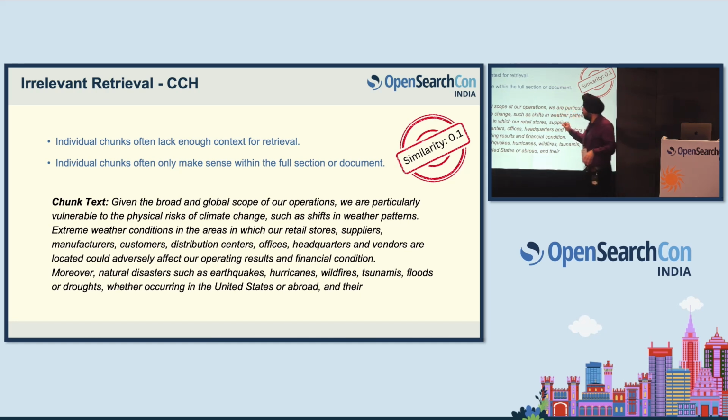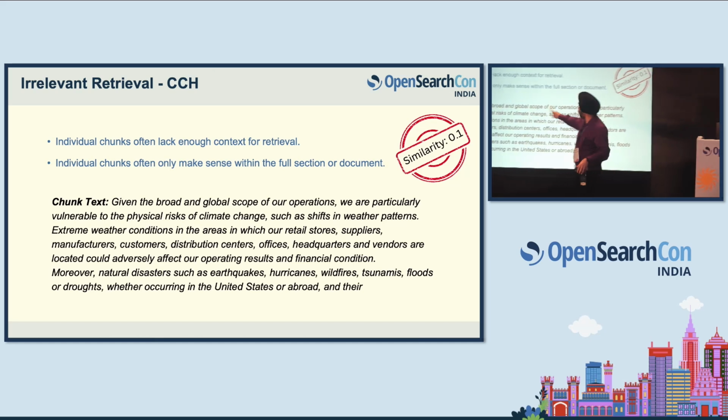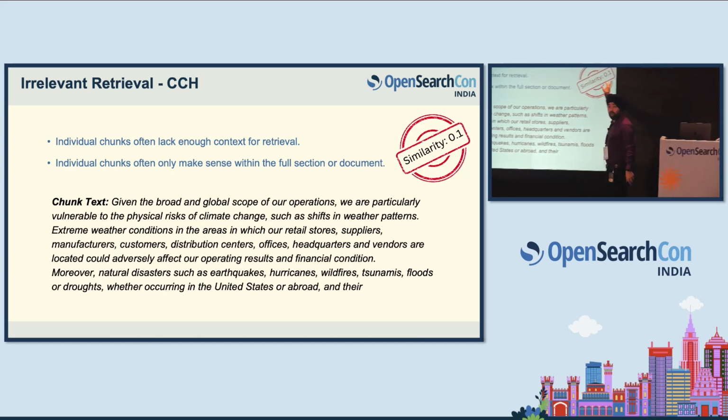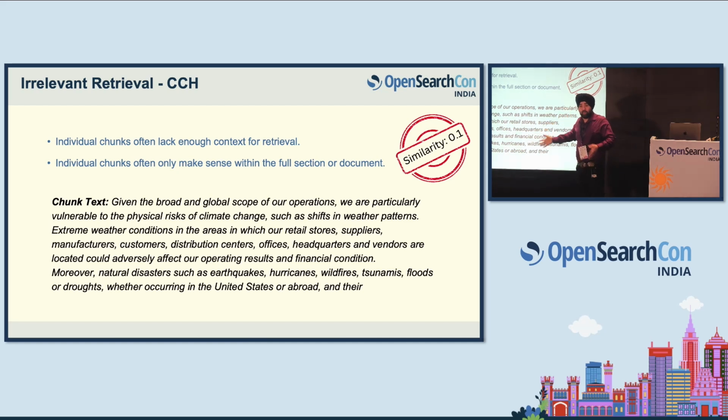So when the retriever goes to retrieve this chunk, it retrieved it with a similarity score of 0.1. For those who don't know, 0 is the lowest and 1 is the best, so 0.1 is pretty poor. But this is actually the answer. It doesn't have Nike, so it doesn't know whether this is the right answer.